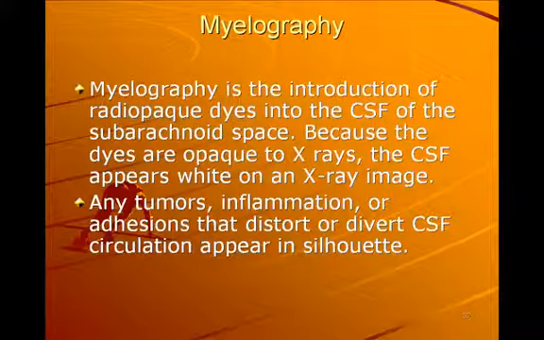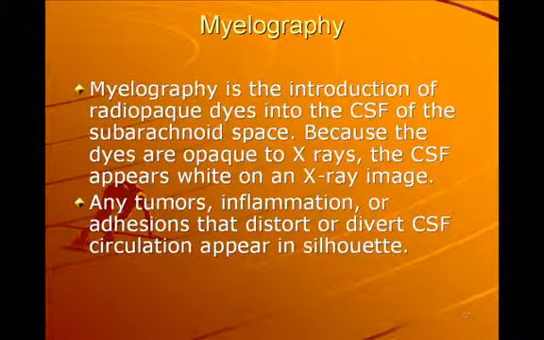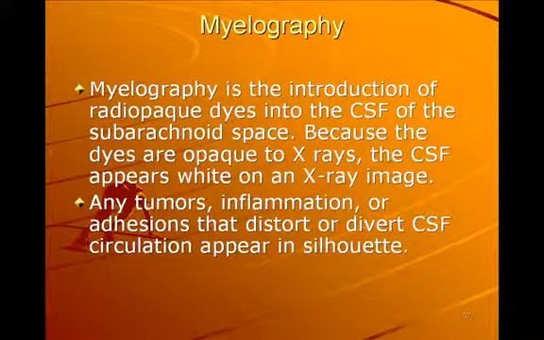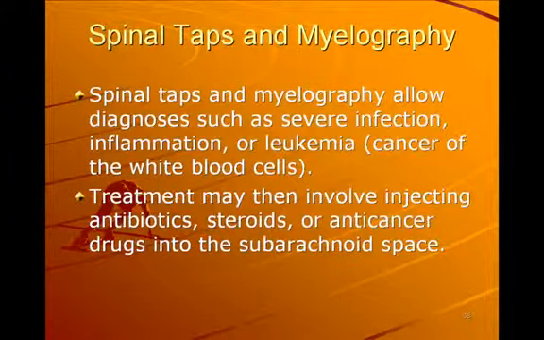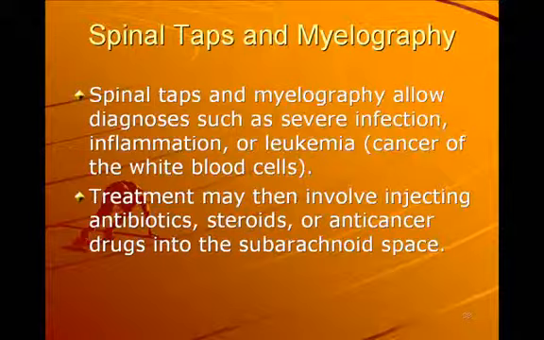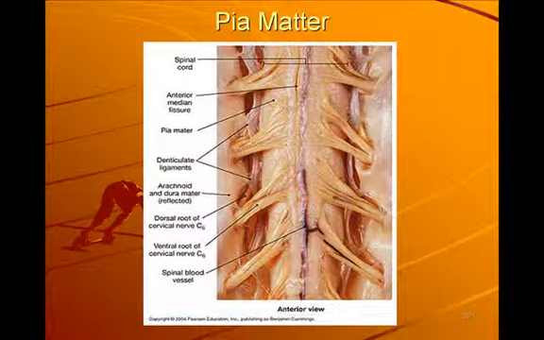The myelography, as I've already explained to you earlier, is just basically the introduction of radiopaque dye into the cerebral spinal fluid in the subarachnoid space. Because dyes are opaque to x-rays, the CSF appears white on the x-ray image. Any tumors, inflammation, adhesions, distortions in the spinal cord itself can be seen based upon this CSF circulation. Spinal taps and myelography allow diagnosis of severe infections, inflammation, or leukemias, which are basically cancers of the white blood cells. Treatment may then involve injecting antibiotics, steroids, or anti-cancer drugs into the subarachnoid space.